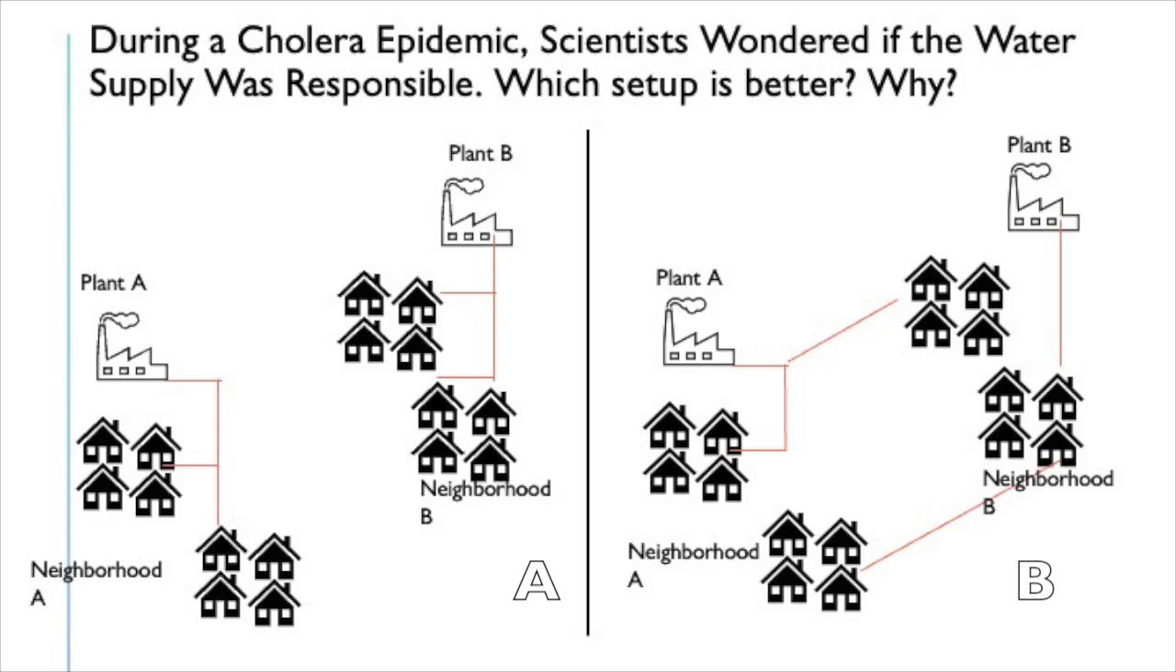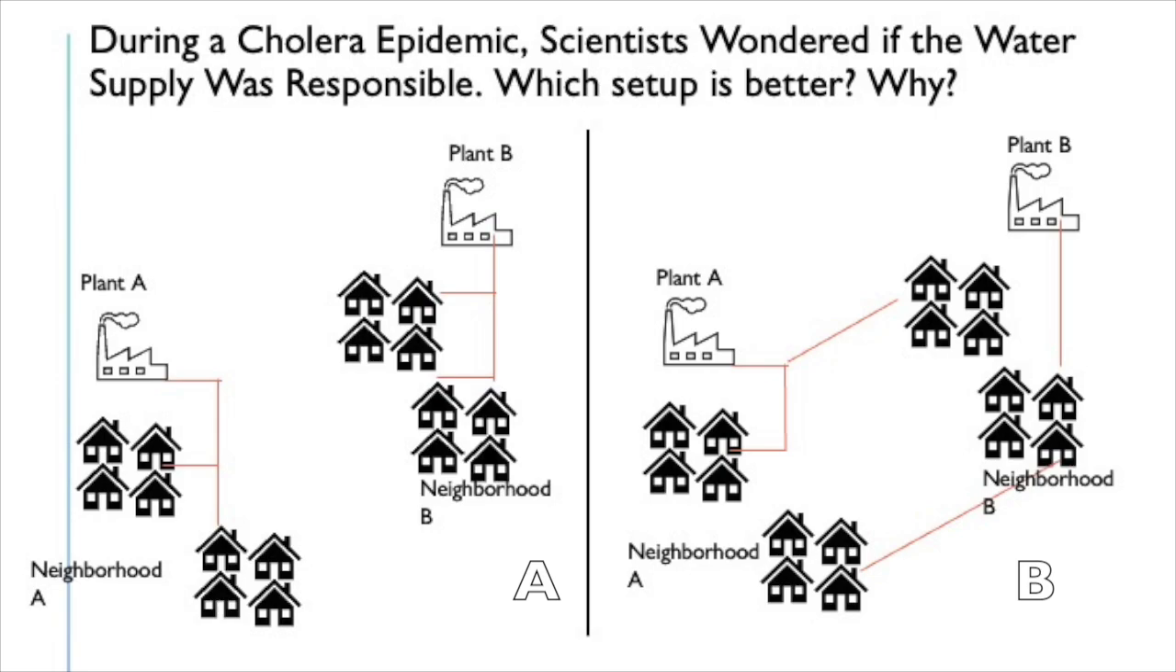So obviously this one's a little less tidy, because here all of them are A, over here all of them are B. And then over here plant A is divided and the neighborhoods are divided, but we get to compare neighborhood A and neighborhood B, all of whom get their water from plant A, and we get to compare neighborhood A and neighborhood B, all of whom get their water from plant B.